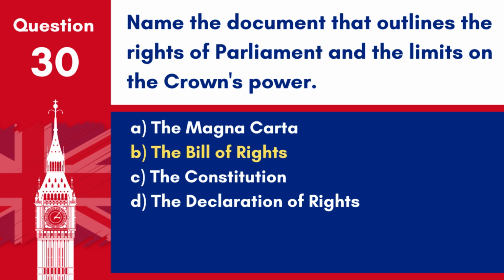Answer: B. The Bill of Rights. The Bill of Rights, 1689, outlines the rights of Parliament and sets limits on the powers of the Crown.